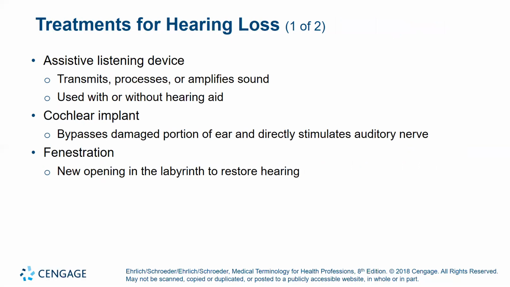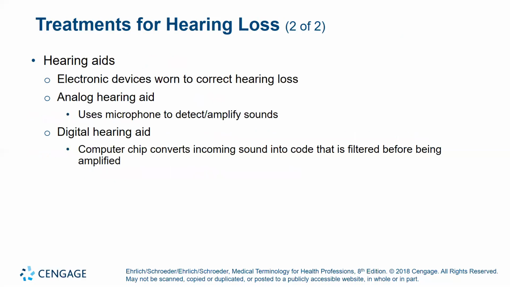So treatments for hearing loss: we have assistive listening devices a person could get, cochlear implant, and fenestration. This is a new opening in the labyrinth to restore hearing. Also, you get hearing aids. This is just an electronic device worn to correct hearing loss.